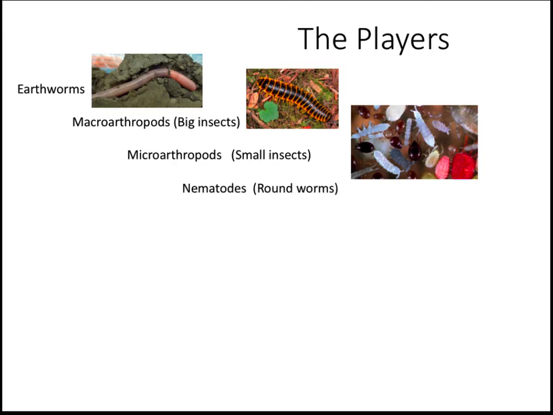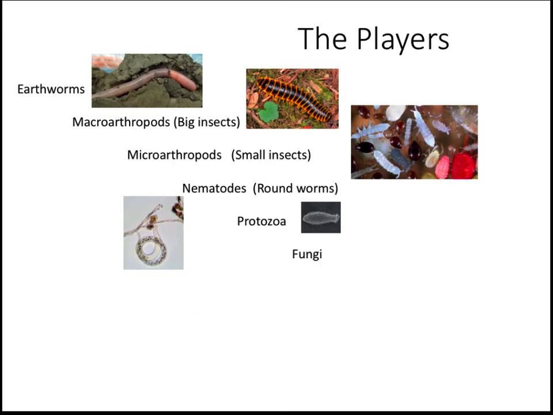Smaller than that, we have the nematodes, or what you might have heard of, the roundworms. And this is an example of a nematode. It's actually one of the most numerous animals in the soil environment. Smaller than a nematode, but now a single-celled organism, would be the protozoa. And this would be an example of a protozoa.